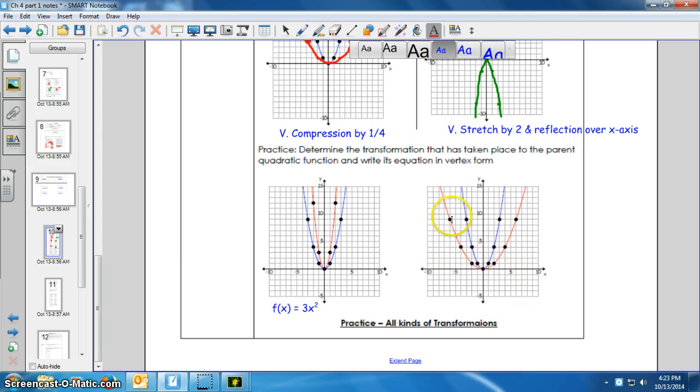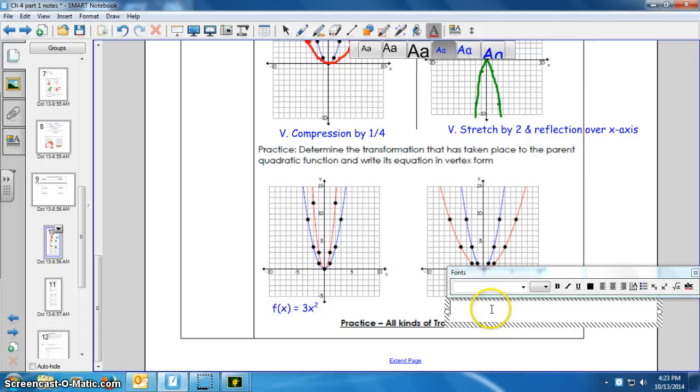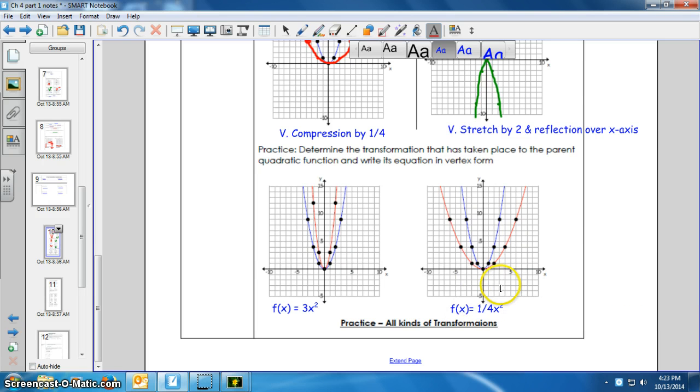All right, the next one, notice that it's a compression. The red line is the one that we're looking at, and it's a compression, so we know it's going to be a fraction. So we look to see how much. Well, at 2, we're at 1. At 4, we're at 4. So what that is, is half the amount that we'd normally be, because at 2, we should be at 4. Sorry, at 2, we should be at 4, but we're at 1, excuse me. At 4, we should be at 16, but we're at 4. Sorry, so that is 1/4 of the amount that we should be at. So we should have a 1/4 x squared. Got to look at those points.